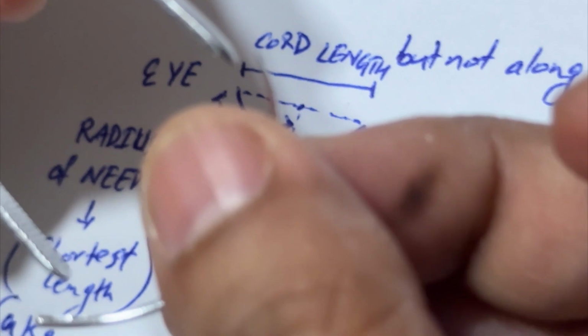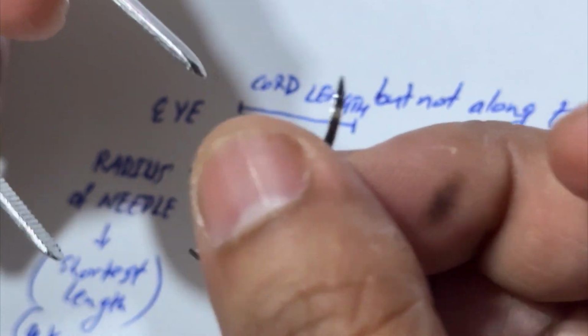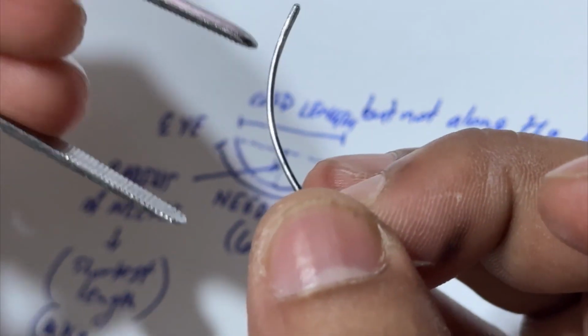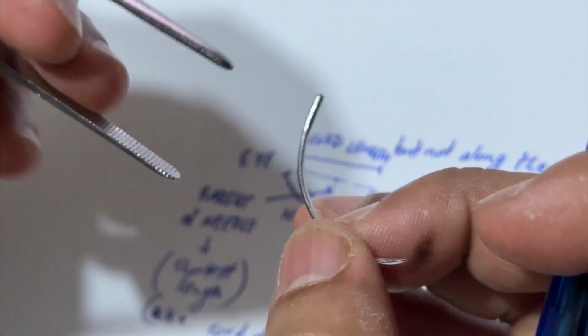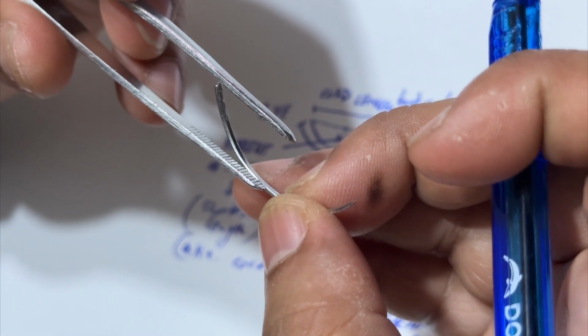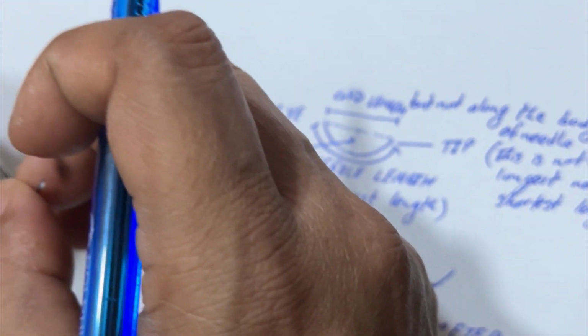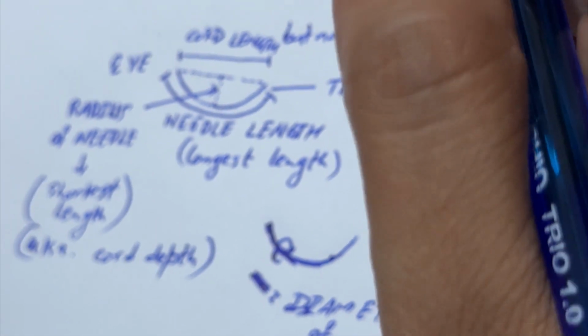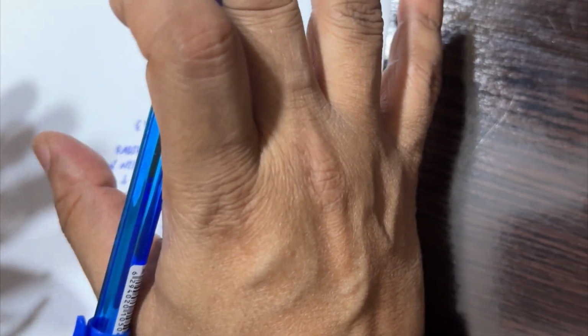And this is the cord needle length, okay, and this is the overall length along the body, that is the needle length. And this is called the depth of the cord, or cord depth, or you can say the radius of the needle. So whenever you have a circular body needle, cord length and the radius of the needle are always equal, understood? But not in all cases.